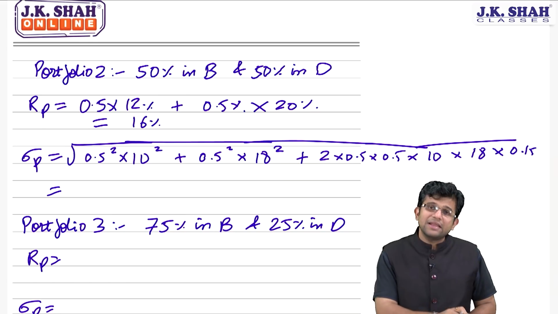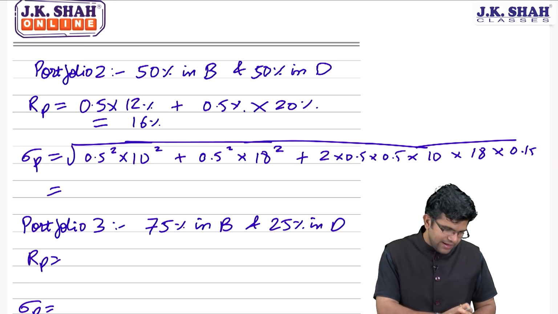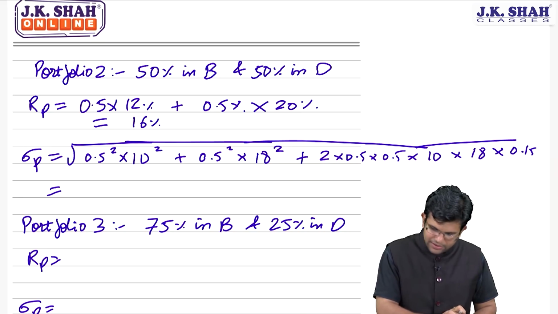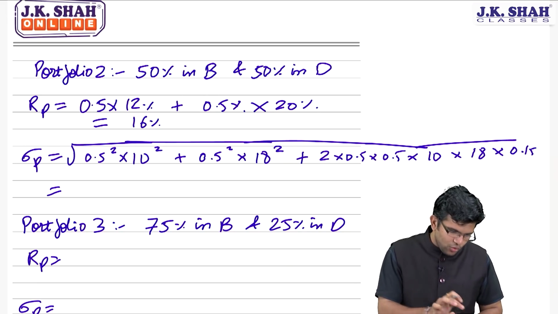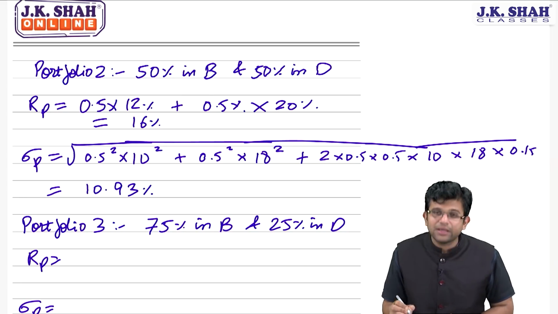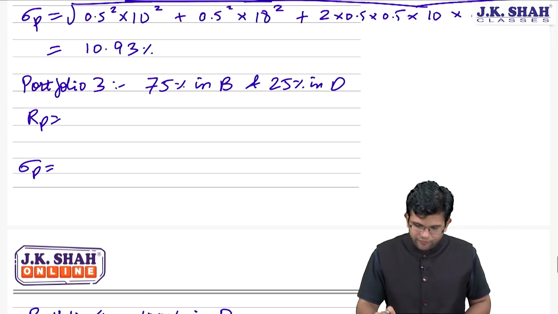So now let's take the calculator and solve this. 0.5 into 0.5 into 10 into 10 M plus, 0.5 into 0.5 into 18 into 18 M plus, 2 into 0.5 into 0.5 into 10 into 18 into 0.15 M plus, MRC, and then we root it, we get 10.93%. Okay students, now let's go to portfolio 3.